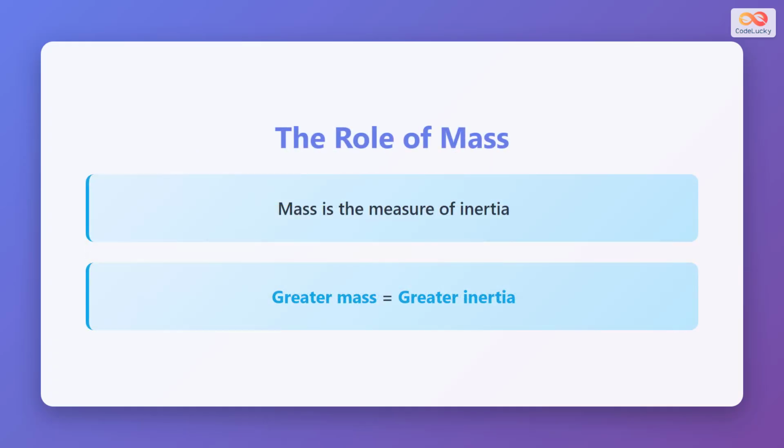Mass is the measure of inertia. The more mass an object has, the more inertia it possesses. This relationship is direct and proportional. Greater mass equals greater inertia. This is why heavier objects behave differently than lighter ones when forces are applied.